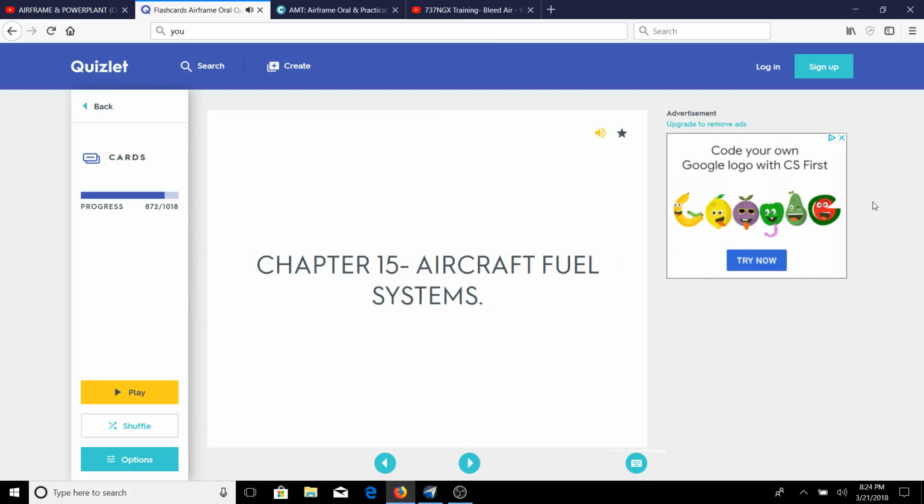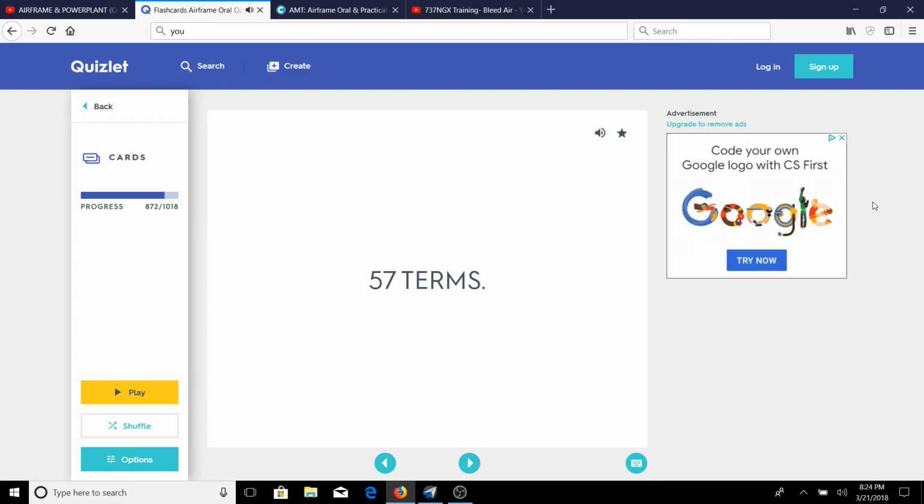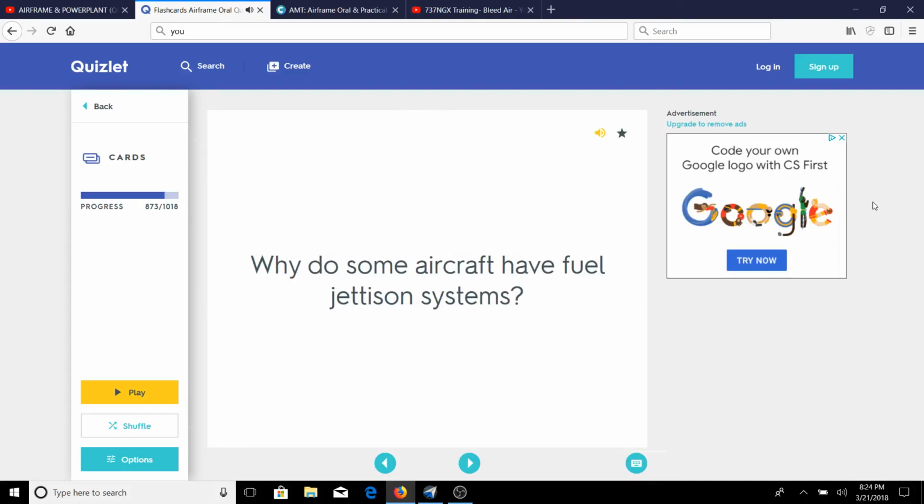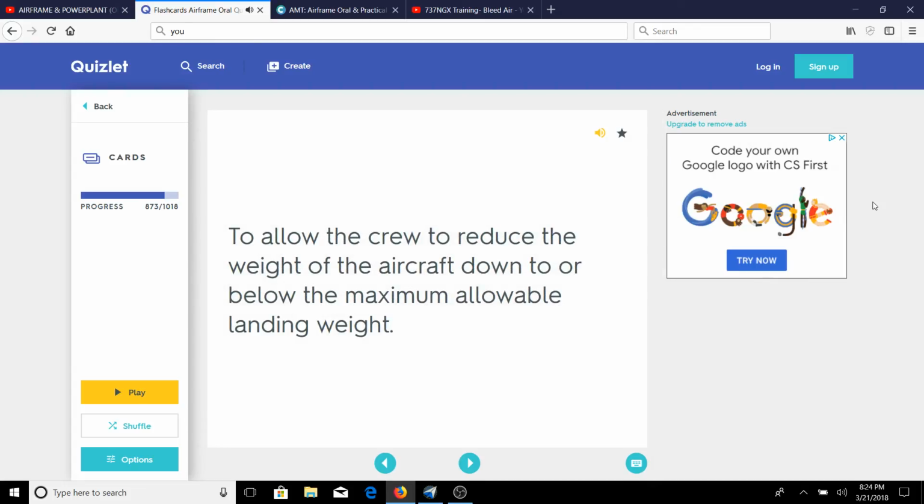Chapter 15, Aircraft Fuel Systems. 57 terms. Why do some aircraft have fuel jettison systems? To allow the crew to reduce the weight of the aircraft down to or below the maximum allowable landing weight.